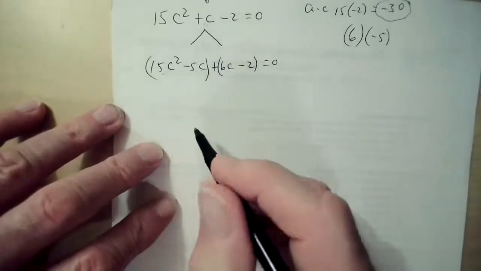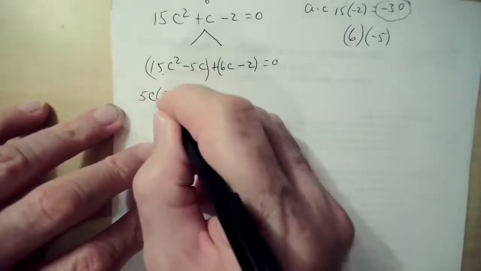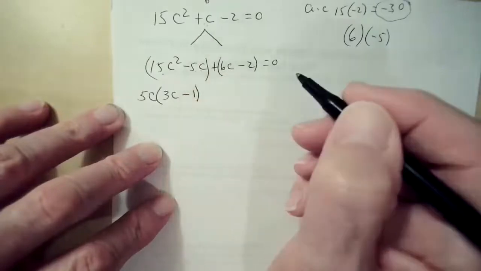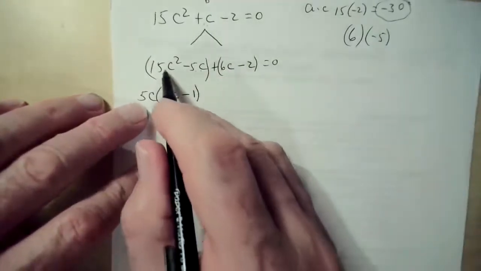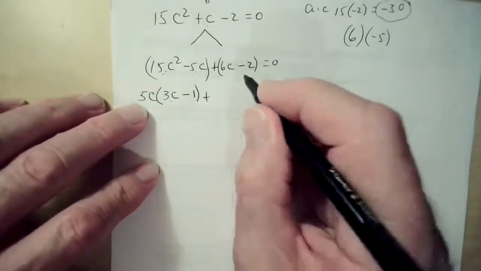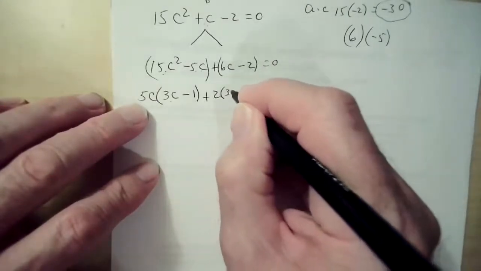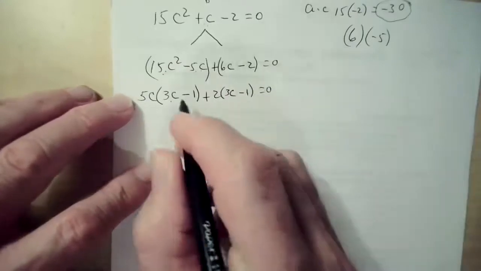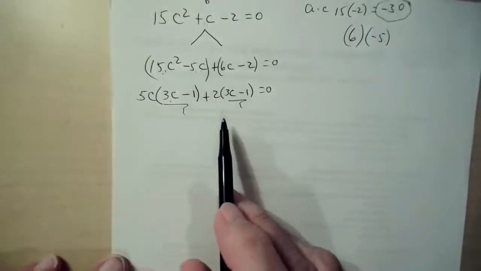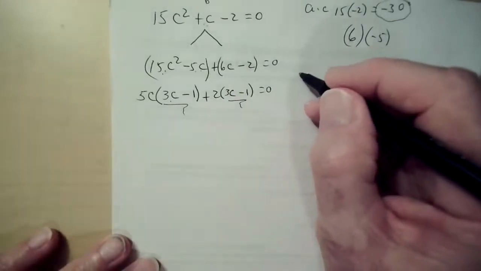Now, what can we factor out of these two terms here? Looks like 5c. And you get 3c minus 1. Is that right? 5c times 3c is 15c squared. 5c times negative 1 is negative 5c. We're right. Plus, now what can we factor out of here? 2. 3c minus 1 equals 0. 3c minus 1, 3c minus 1, we're probably correct. Don't forget to do this because this is how you double check yourself to make sure you have it right.